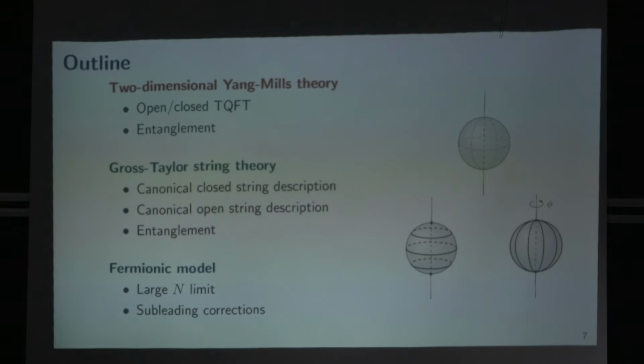And then third, I want to describe a further duality to a fermionic model, and how that fermionic model is useful for doing actual calculations of the behavior of the entropy in the large n limit, and doing the 1 over n expansion of that result. And the main calculation that we should have in mind is basically the two-dimensional de Sitter entropy.